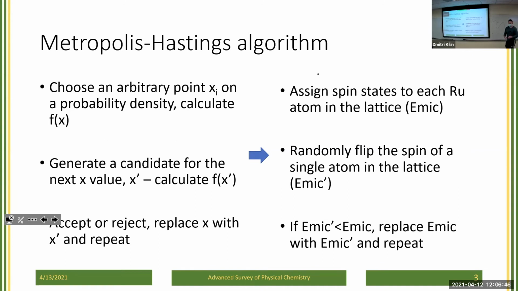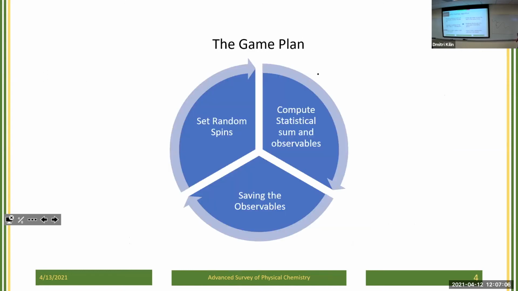Because we are trying to minimize the energy of the system, if the energy, the E mic prime, goes down, we accept that and then repeat the process for that new situation. So that's what the Metropolis Hastings algorithm is going to do, and we're going to utilize Monte Carlo simulation to do it.